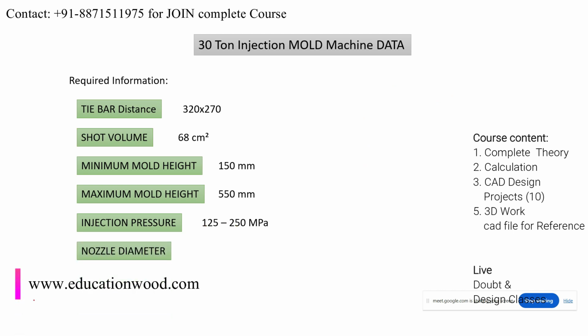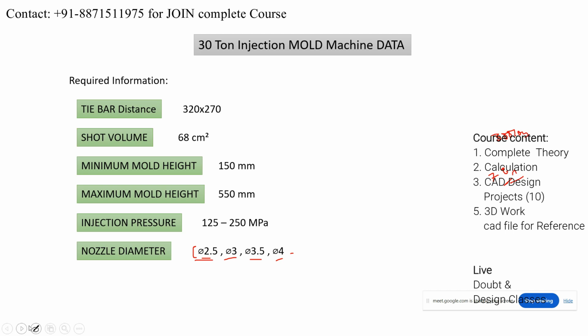Okay, nozzle diameter. Nozzle diameter means from where your material will come. So it can vary. It can be 2.5, 3.5, or 4 mm for a small machine. For example, for a 300 ton or 500 ton machine, it can be around 7 to 8 mm also. Okay, one more point I will add here. What is this?